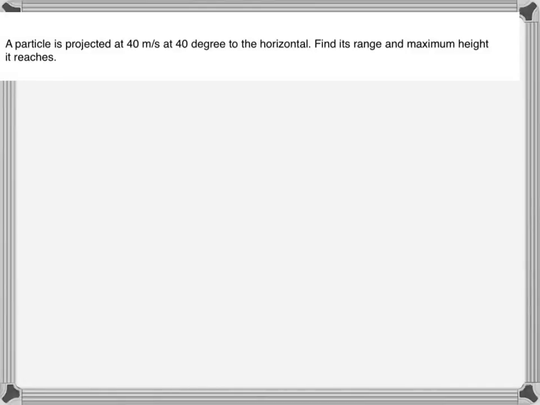So it said that a particle is projected at 40 meters per second at 40 degrees to the horizontal. So the angle of projection is 40 degrees and the velocity is 40 meters per second. We need to find the range, that means how far it goes, and the maximum height it reaches.